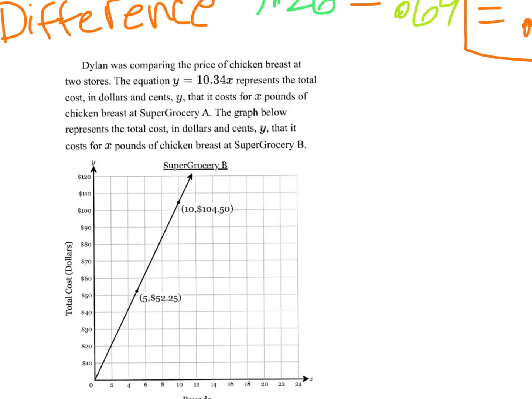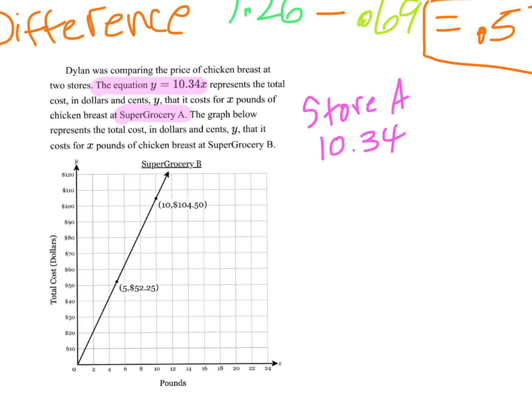And example number 2, so now we're talking about the price of chicken breast. So this equation represents the total cost at grocery store A. The nice thing about equations is that the rate of change is right there in the equation. No work we even need to do for it, it's $10.34 per pound. It's just given to us right there in the equation, because the rate of change is always that number in front of the X.